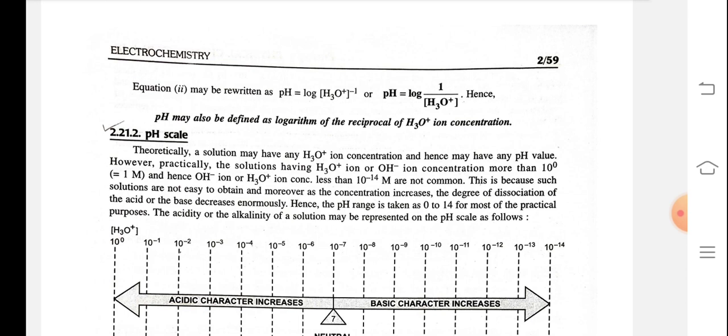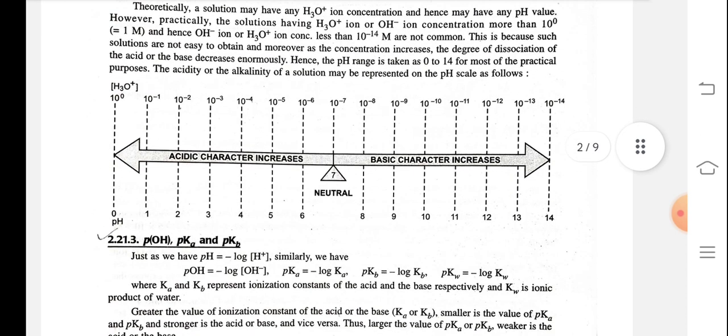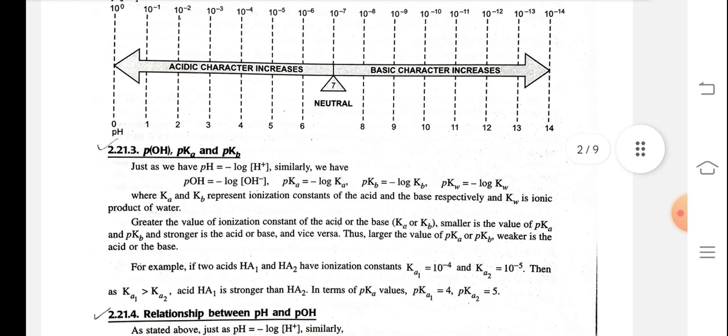The acidity or the alkalinity of a solution may be represented on the pH scale as follows. pOH, pKa and pKb. Just as we have pH is equal to minus log of the concentration of H+ ion, similarly we have pOH is equal to minus log of the concentration of OH- ion. pKa is equal to minus log of Ka, pKb is equal to minus log of Kb, pKw is equal to minus log of Kw, where Ka and Kb represent the ionization constant of the acid and the base respectively. Kw is the ionic product of water.